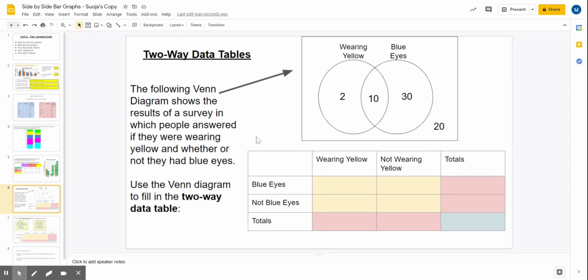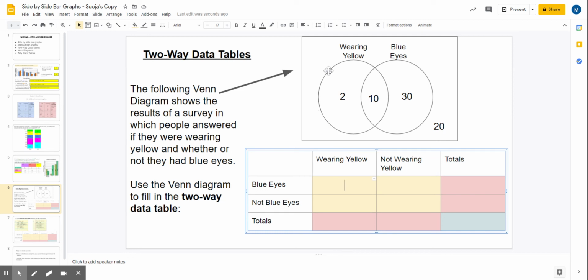All right, another two-way data chart. This time we're going to be getting our numbers off of the Venn diagram. It is the most complicated one that you probably have to do today. All right, so it's a strange survey, but some people were surveyed about whether or not they're wearing yellow and whether or not they have blue eyes.